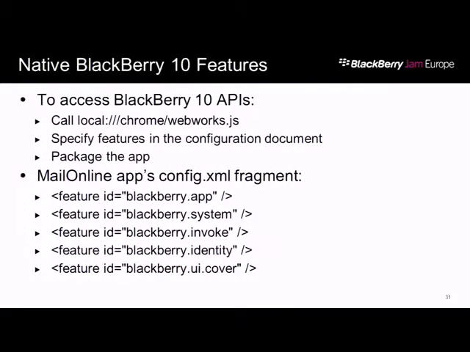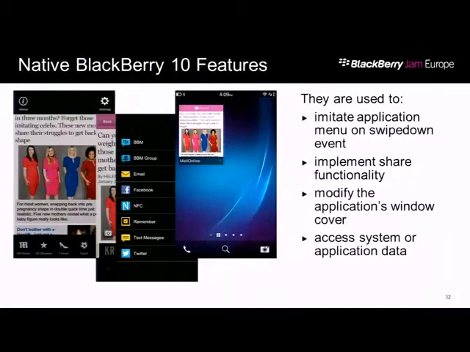So those are the 3 features which I wanted to mention. It's about the framework. Now, how do you enrich your mobile application with native features? Effectively, it's about how to use native BlackBerry APIs. Apparently, it's quite simple. What you need to do is include in your page just a script tag which points to webworks.js. You need to specify your features in a configuration document, and obviously you need to package. So this is a fragment of our config XML, where I'm just listing all the native features which we are using: application, system, invoke, identity, and cover. The next slide will show how they're used.